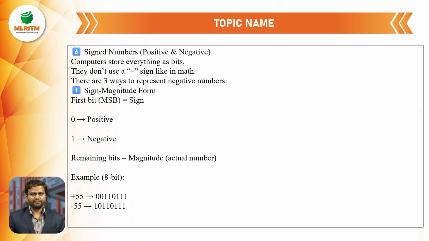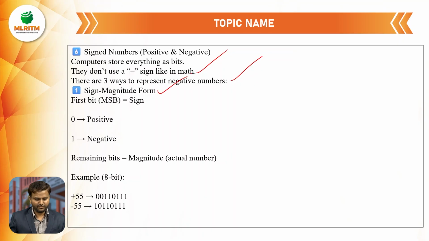A computer stores whatever data we give it in memory as bits. Bits are made of flip-flops. They don't use symbols like mathematical applications. There are three ways to represent negative numbers. Here we need to represent three ways for negative numbers.